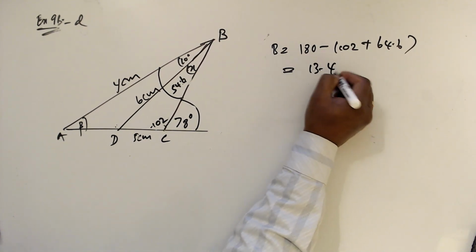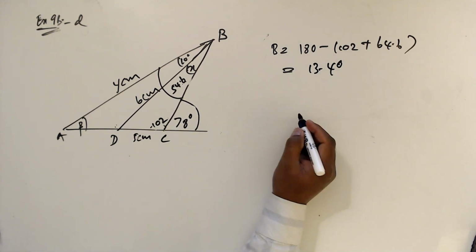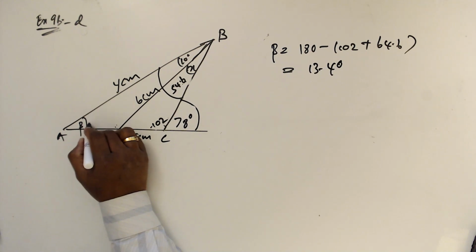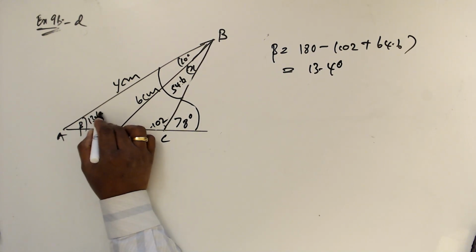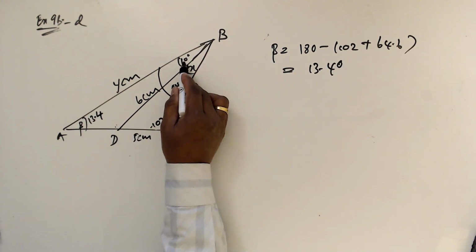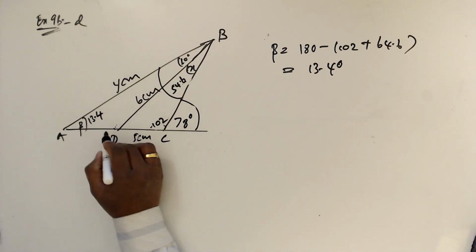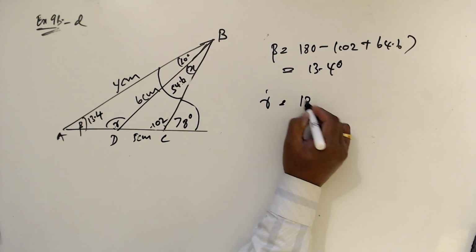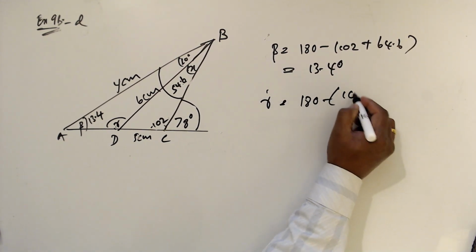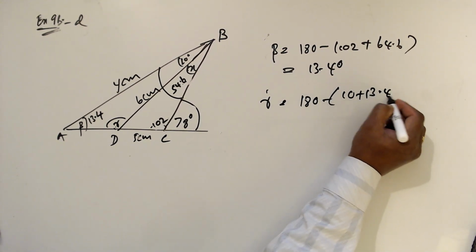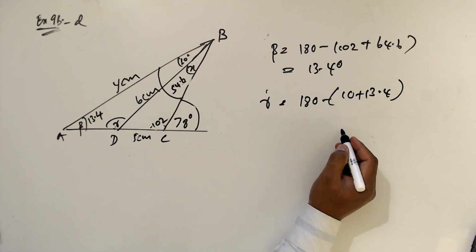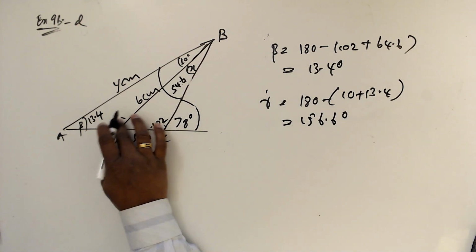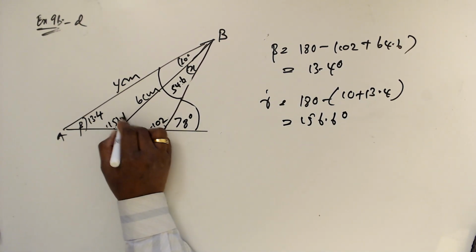So this is 13.4. This is going to be 13.4. Now I know 10, this one and this one. Now I can find gamma. So gamma equals 180 minus 10 plus 13.4, which is 156.6 degrees. So this is going to be 156.6.